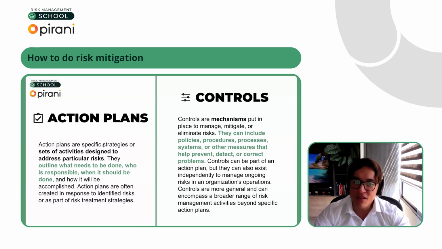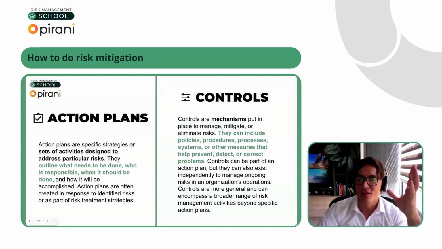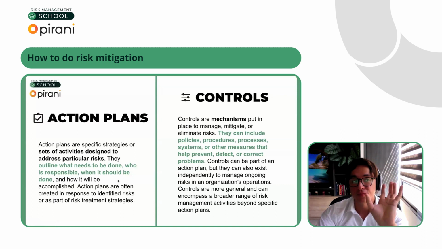So action plans are specific strategies or sets of activities designed to address particular risks. They outline what needs to be done, who is responsible, and when it should be done. That's the main difference. And again, we're going to give you an example in the practical class in 3 minutes. And how it will be accomplished. Action plans are often created in response to identified risks or as part of a risk treatment strategy. So remember that you can put an action plan even in the risk evaluation step of the risk management cycle.